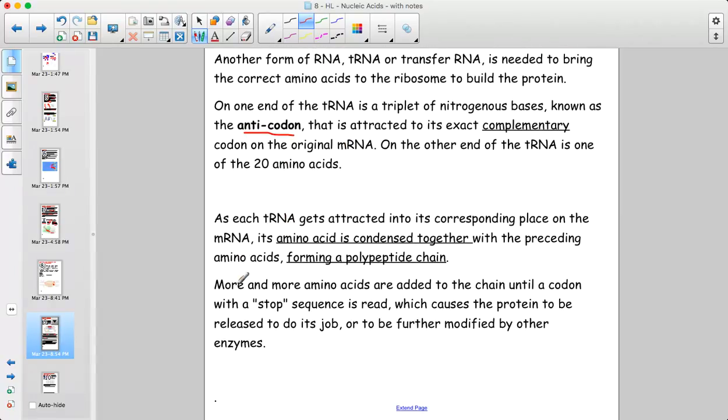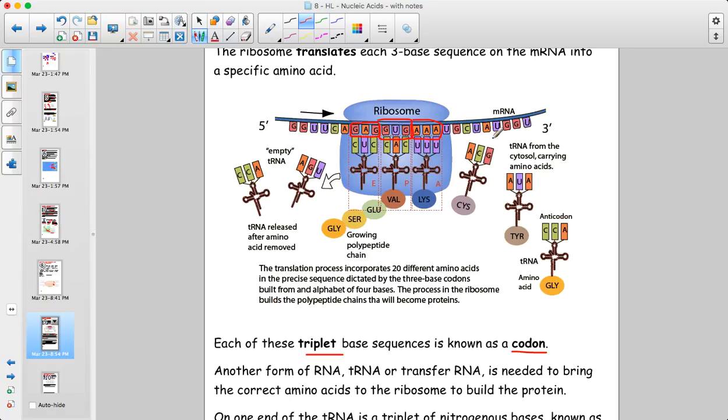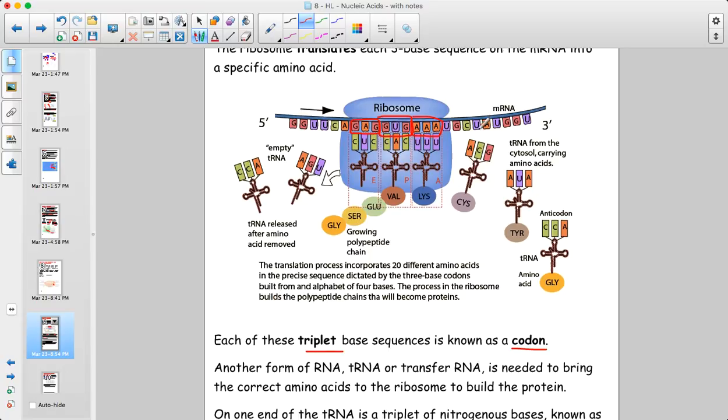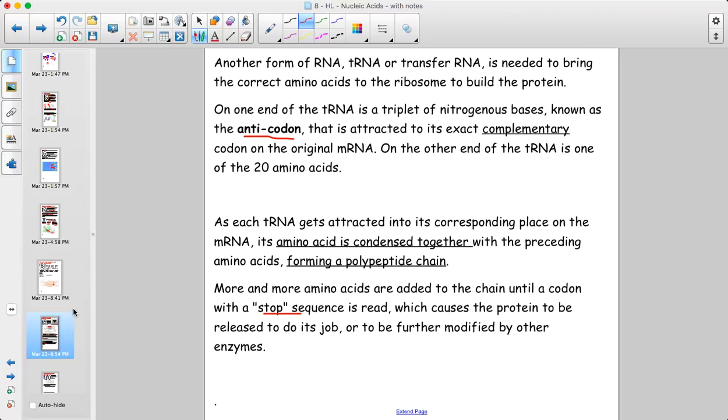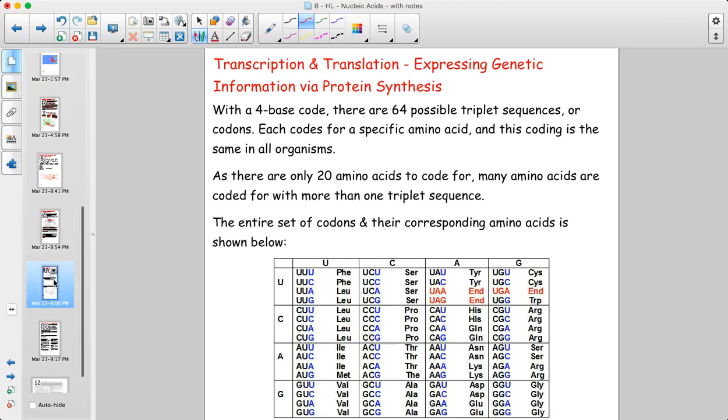And that's how you form a polypeptide chain. It's how you form a protein. And that will go on until you hit a certain sequence of bases that means stop. There are a couple of different stop sequences, and that's when the chain will stop being put together. It will then be released. Maybe it's ready to do its job. Maybe it needs to be further modified, but you've assembled the chain of amino acids.